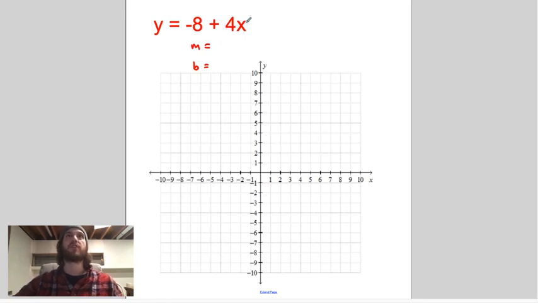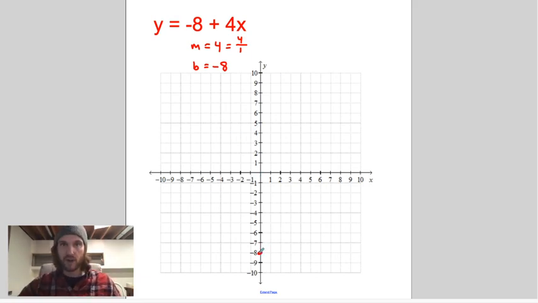You've got to make sure that it's the coefficient of the x-term. So 4, let's think ahead and write that as a fraction right now. As a fraction, that is 4 over 1. And b is negative 8. Great. Okay, step 1 complete. Y-intercept, negative 8. We go down.